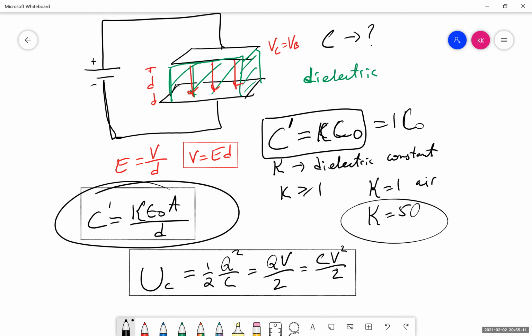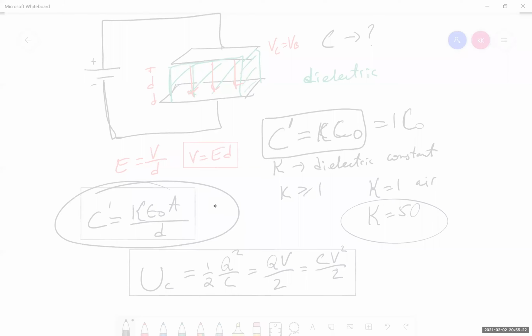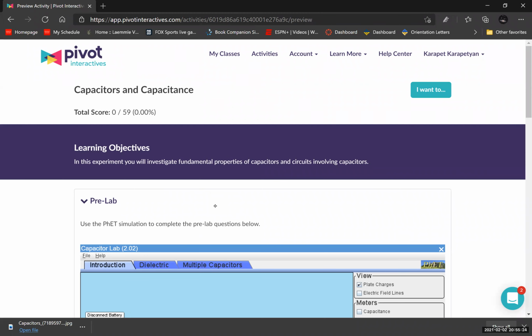All right, so hopefully this was helpful for the theory. Let's go now to the lab itself, so I can show you what's going on and what we need to do. All right, so here's the lab, capacitors and capacitance. The learning objective for this lab: in this experiment, you will investigate fundamental properties of capacitors and circuits involving capacitors.